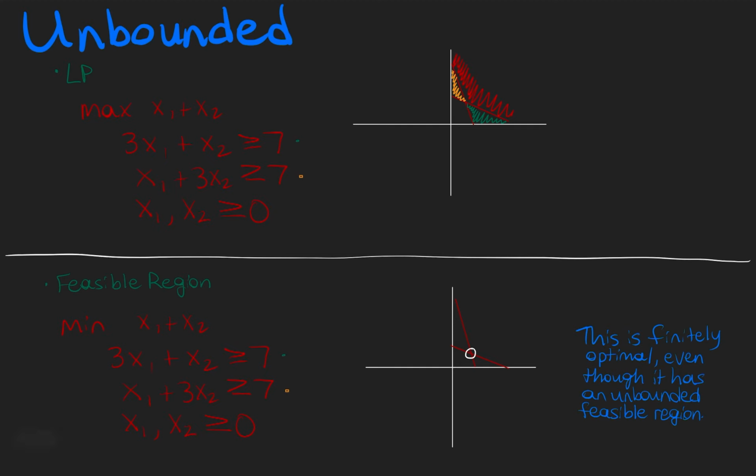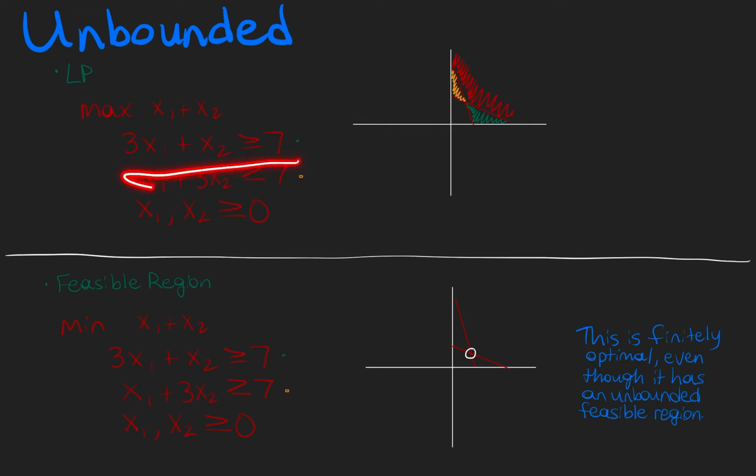Okay, so the next type of linear program is the unbounded linear program. So let's talk about the unbounded linear program first. Here is the formulation that I have given you. We're trying to maximize x1 plus x2, and here are two constraints, and they're non-negativity constraints here. So if you graph this, you get something that looks like this. Sorry for all the color coding, it may get kind of confusing.